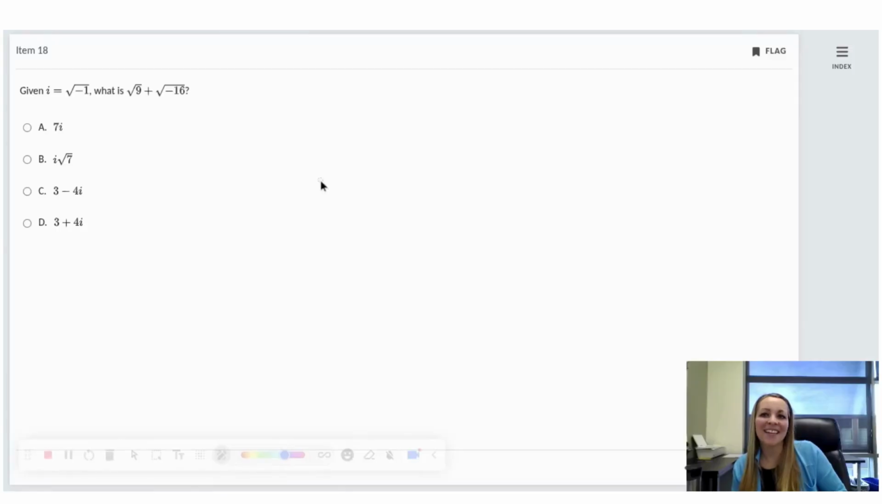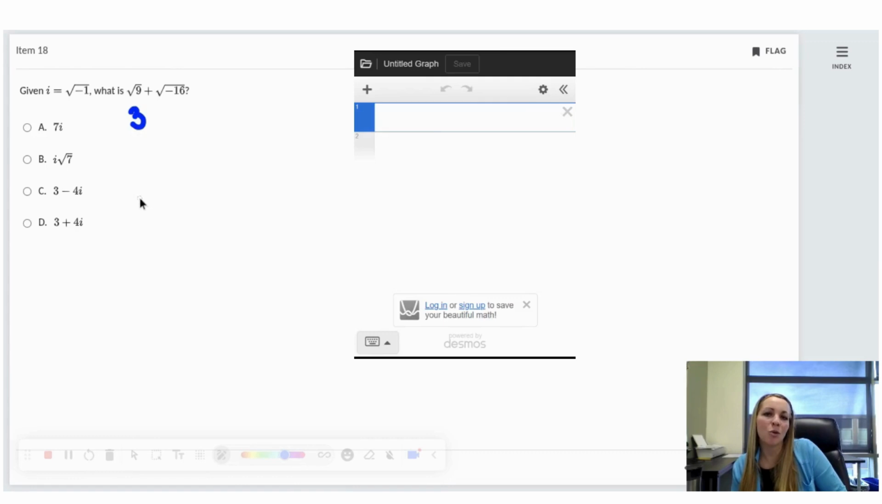Question number 18. Given i is the square root of negative 1, what is the square root of 9 plus the square root of negative 16? I'm guessing you know that the square root of 9 is 3 because you ask yourself what number times what number is 9? And that same number multiplied by itself is 3. But if you don't, we can go to Desmos, use the Desmos shortcut SQRT of 9, and we get 3.